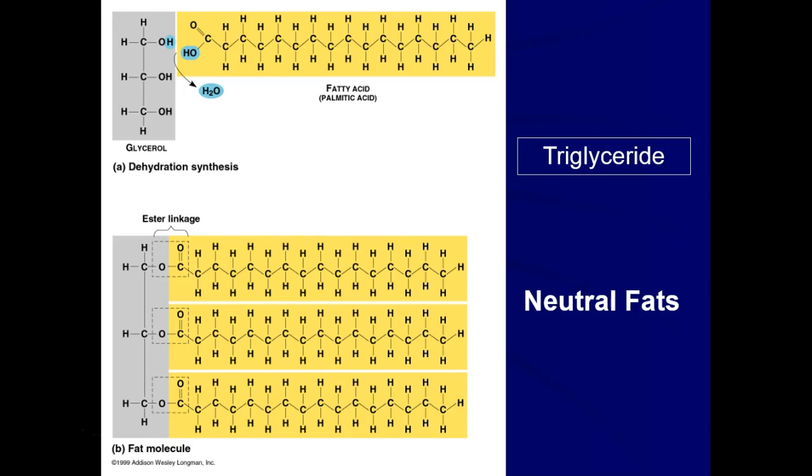Now, again, if we want to break that, and that's what happens in our intestines when we digest fats, that water has to be replaced in order to reform that hydroxyl group and give the hydrogen back to glycerol. So hydrolysis is the way to break that. So, beautiful molecule. The monomers are glycerol and the fatty acids, and our polymer is the triglyceride.